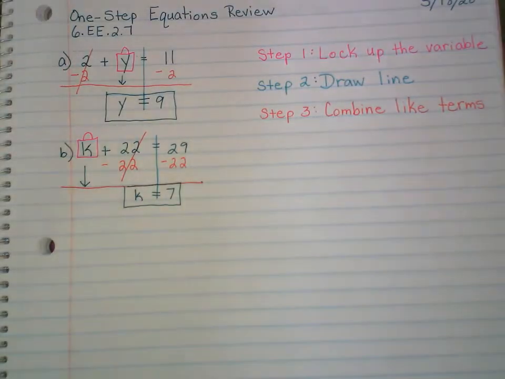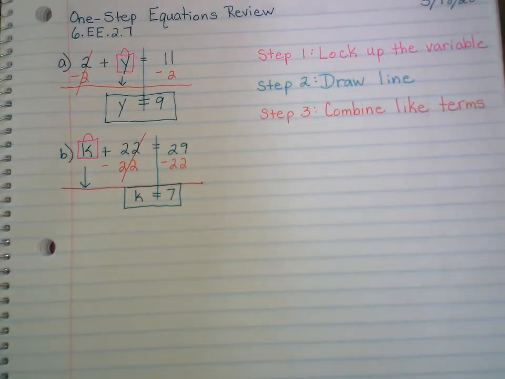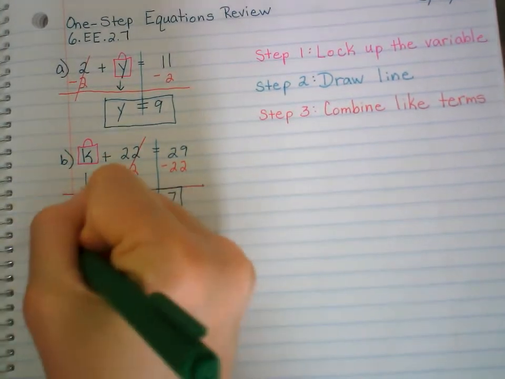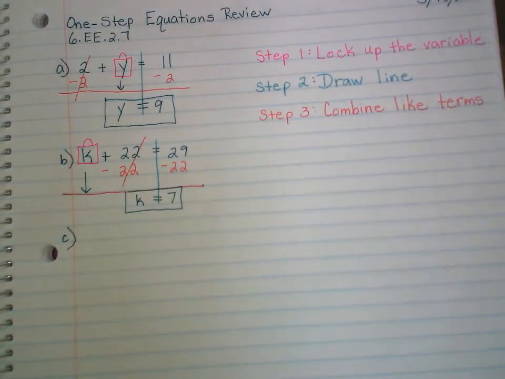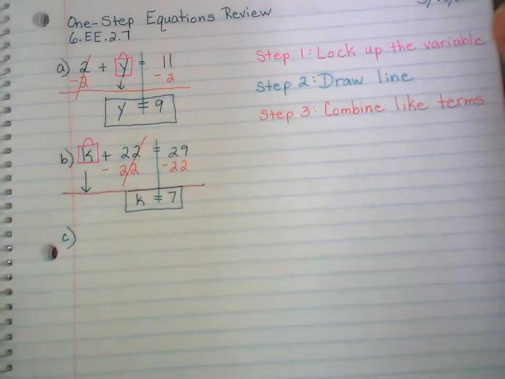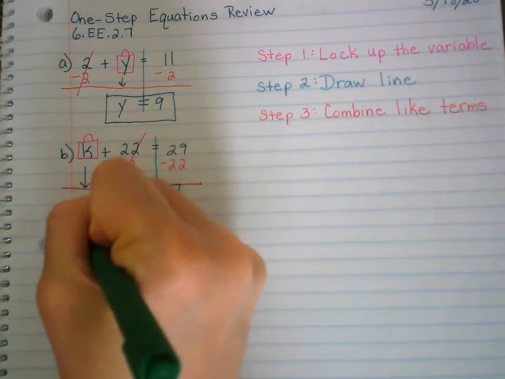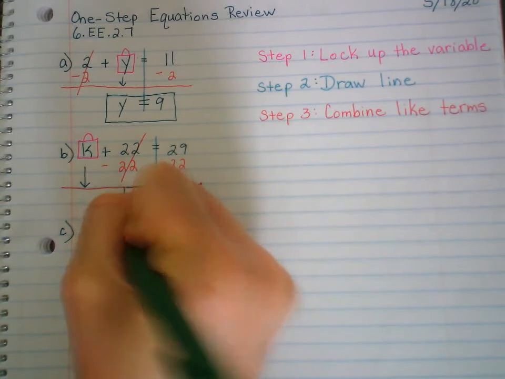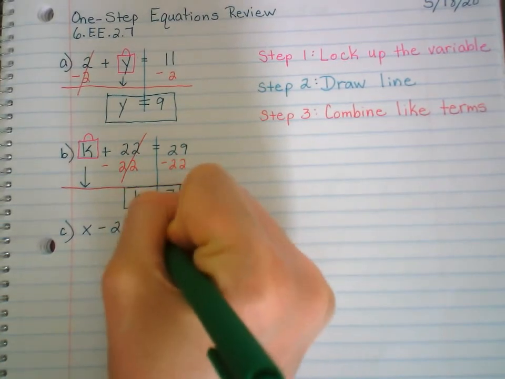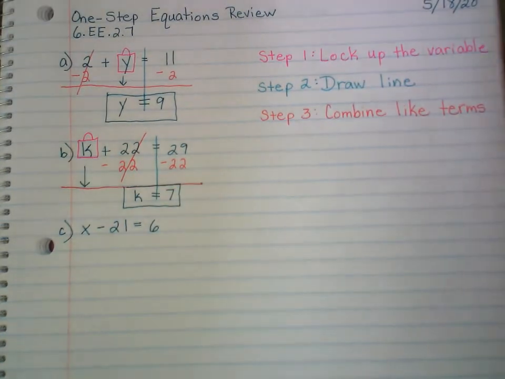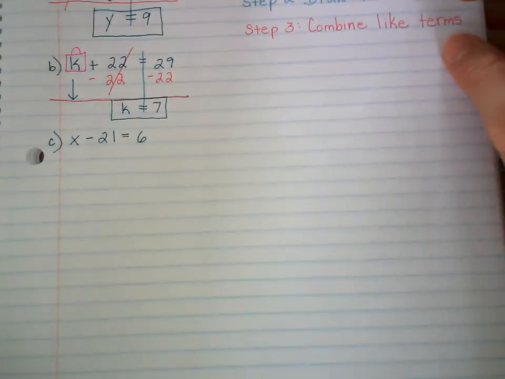So you guys are really good when they have pluses. So now we're going to do 2 practice problems that have a subtraction sign, a minus sign. So example C. And if you're a pro at these, just solve it and check the answer, okay? Example C. X minus 21 equals 6.